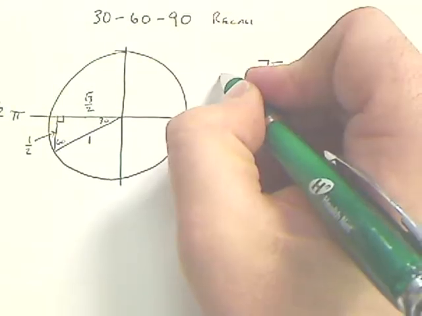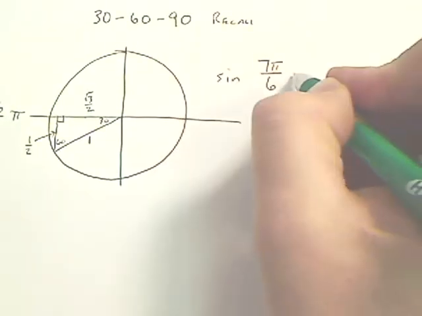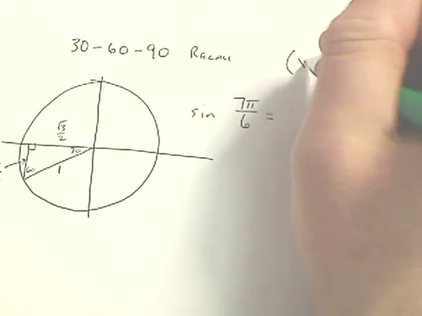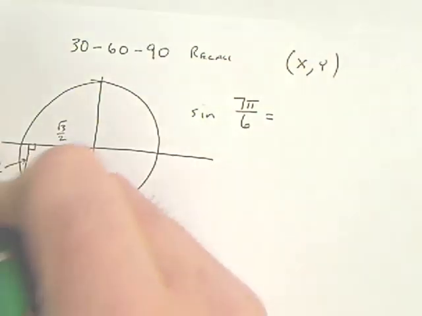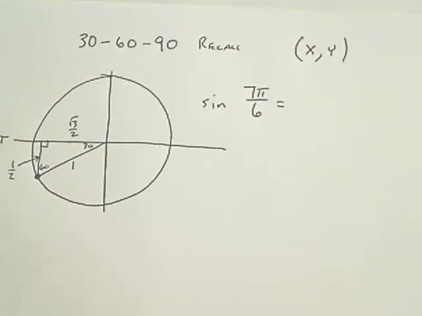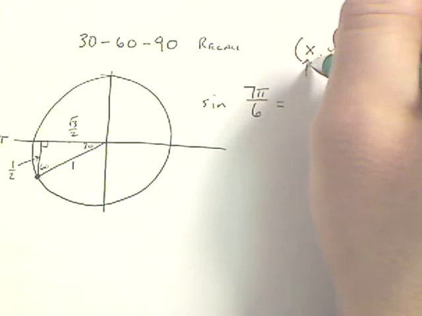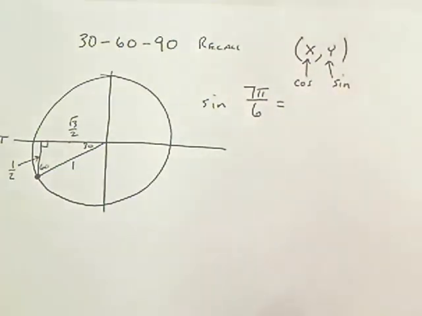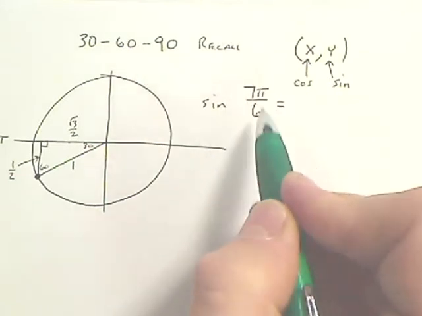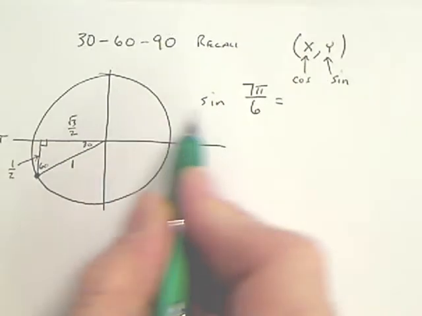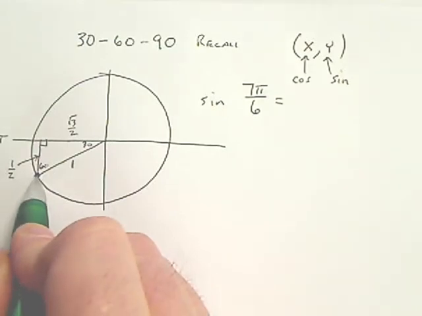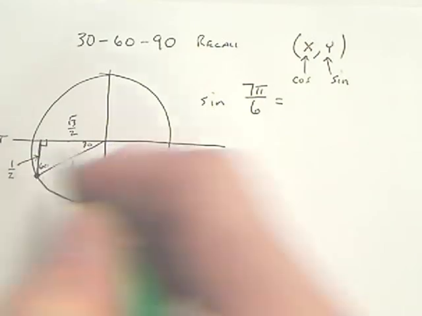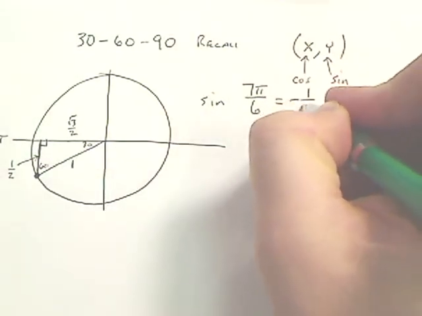Now if I ask for sine or cosine, we just have to remember that it is alphabetical order, if you will, x comma y of this coordinate point. The x value is the cosine answer and the y value is the sine answer. So for 7 pi over 6, we need the y value of sine. For this location, the y value goes up or down, so we need this side right here, the 1/2, but it is going down, so the answer would be negative 1/2.